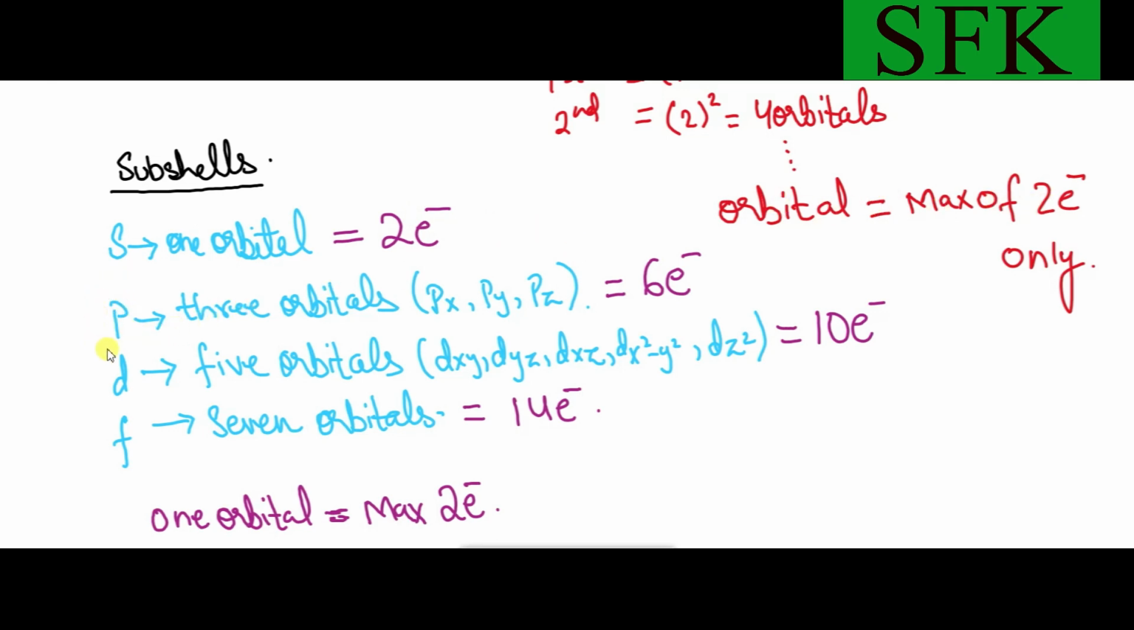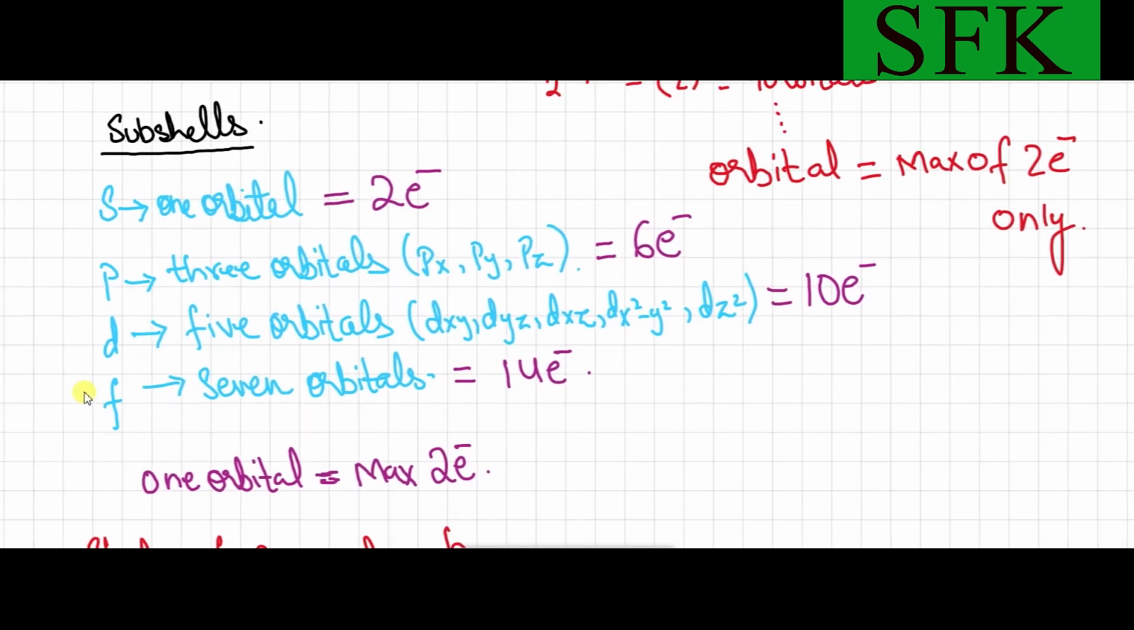Okay, then the next subshell, P, contains three orbitals which we've discussed earlier. Their names are Px, Py, and Pz. Each of the p orbitals will contain two electrons, so two here, two there, and two here. 2 plus 2 plus 2 would give us 6 electrons. So the number of electrons present in the p subshell is 6.